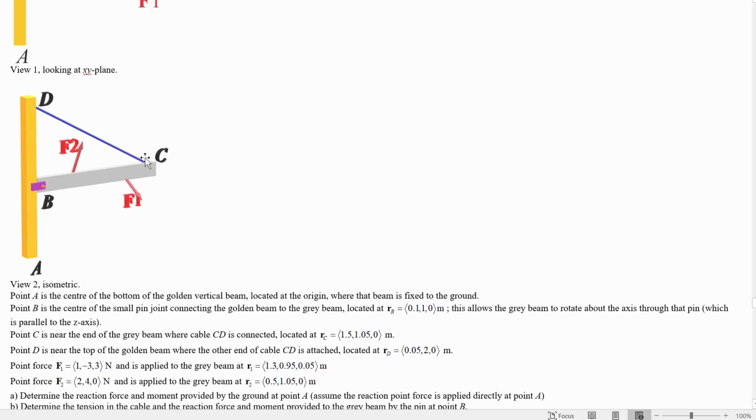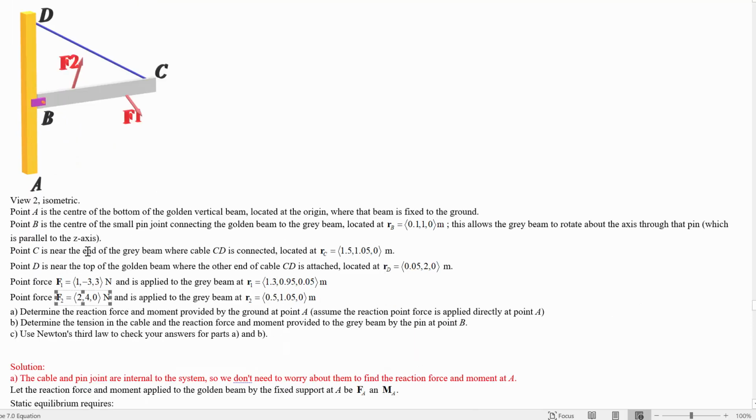The cable can only produce a tension in the direction along the line from C to D. We've got the coordinates of those points, and we've got the values of the forces and where they are applied. We're asked to figure out the reaction force and moment provided by the ground at A, and assume that it's applied directly at point A, which is the origin. And we're asked to find the tension in the cable and the reaction force and moment provided to the gray beam by the pin at point B.